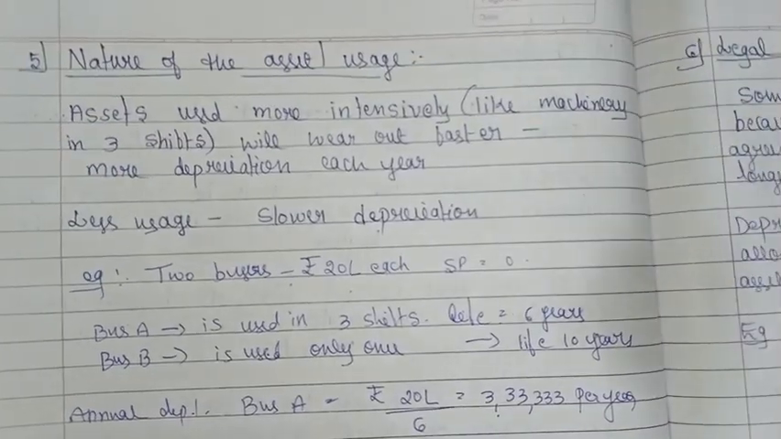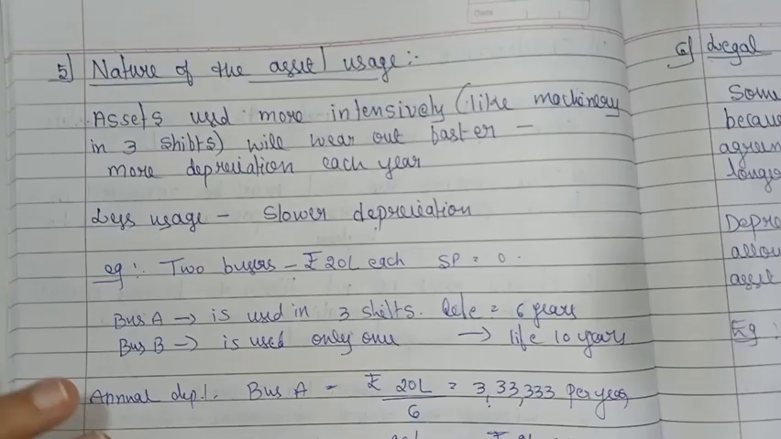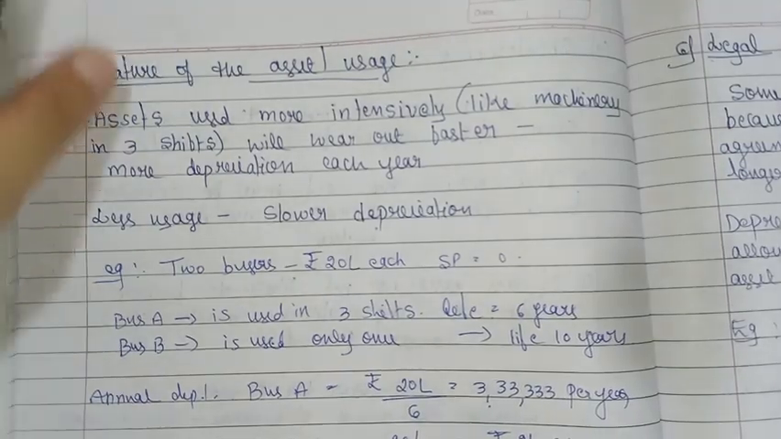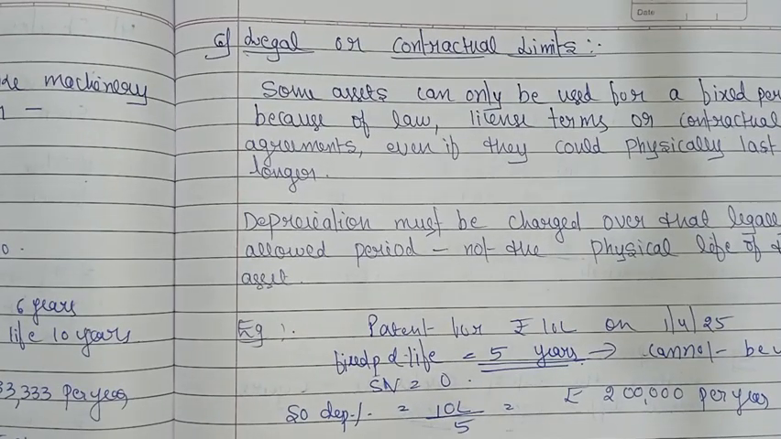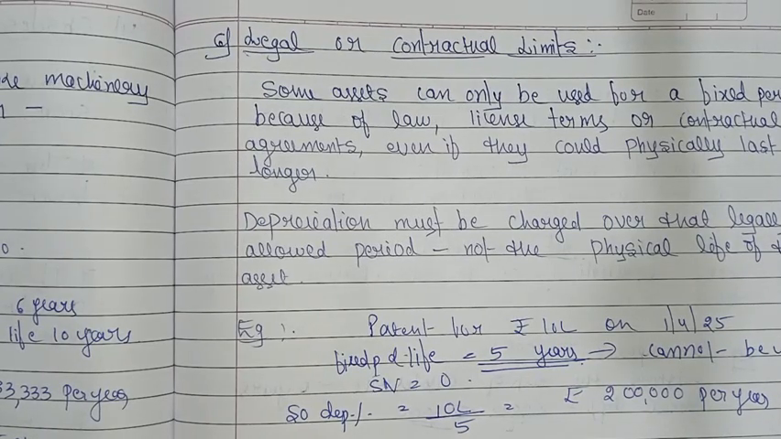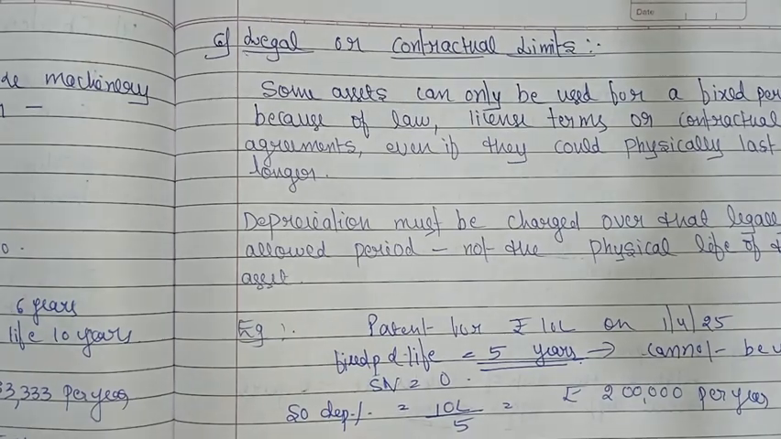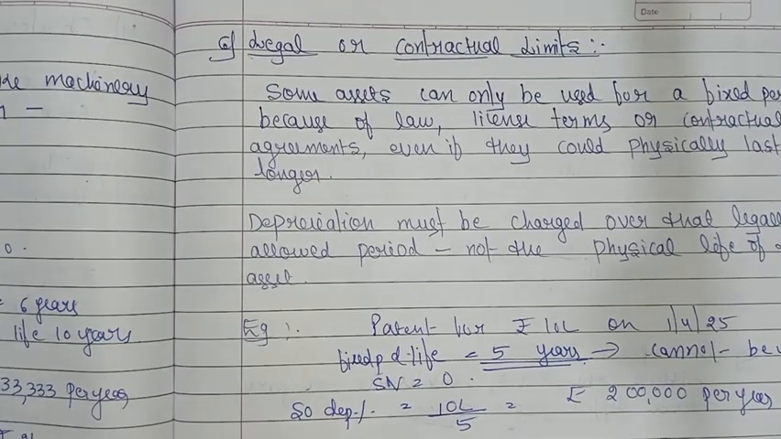And the fifth is the nature of the asset or usage: less usage means low depreciation, and more usage means more depreciation. And legal or contractual limits: here we need to consider the life that is fixed for a period because of law or license terms. We should not consider the physical working life of the asset. The depreciation period is decided by the legal life and not the physical working life of the asset.